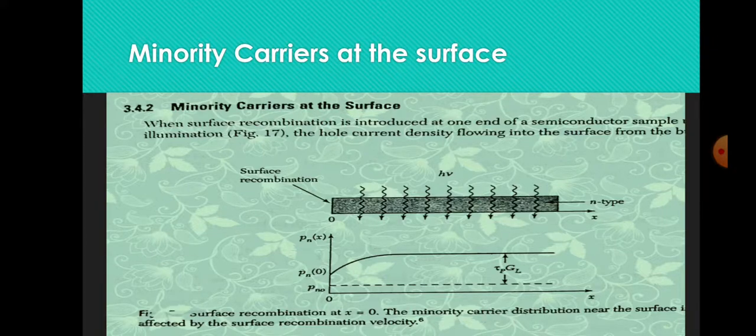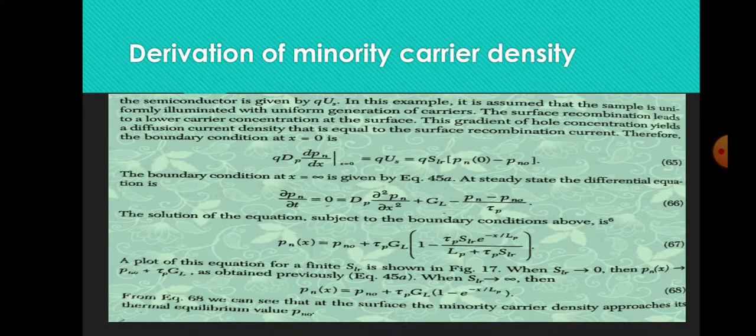we obtain, when SLR is equal to 0, then Pn(x) tends to Pn0 plus τp GL. When SLR tends to infinity, then Pn(0) is equal to Pn0 and Pn(x) is equal to Pn0 plus τp GL in brackets 1 minus e to the power minus x by Lp bracket closed. So we can see from the equation that at the surface the minority carrier density approaches its thermal equilibrium value Pn0. Thank you.